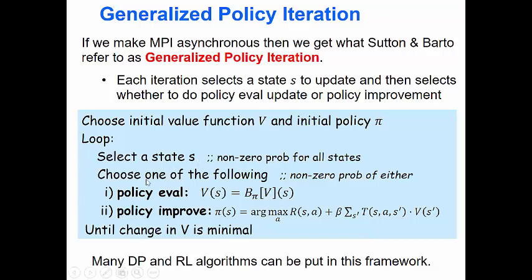And then you're going to choose one of the following to do. Could be random. You need to make sure that you don't have a situation where you would only do one of those operations. So just choose randomly to either evaluate, do one step of policy evaluation, right? Or to improve at this state, so find a new policy action for that state. And you just keep on iterating until you are sick of iterating.